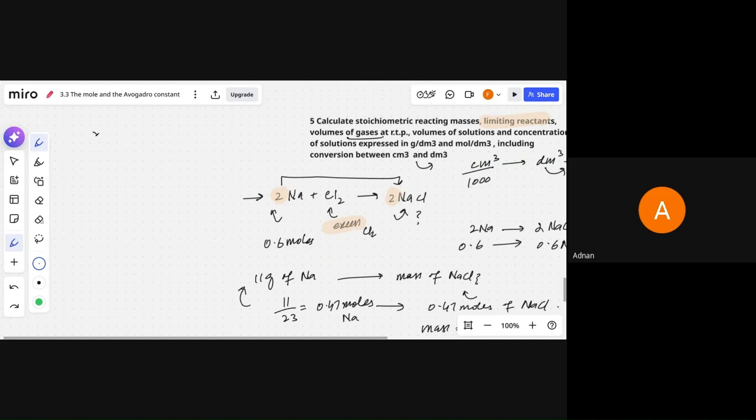So limiting reactant, you see, in a balanced chemical equation, the reactants react completely with each other, right? And when the reaction goes to completion, all of these reactants change into products. When this reaction goes to completion, we will not have anything remaining, and all of this mass or moles will be converted into ammonia.